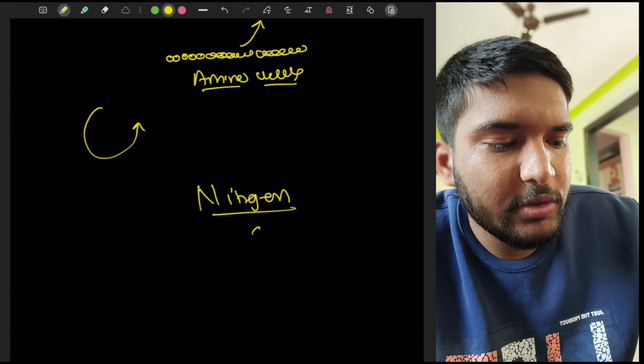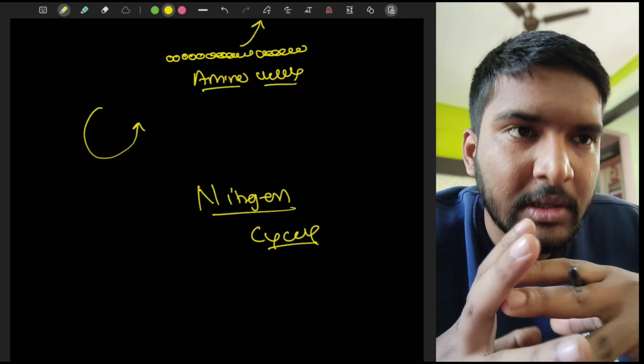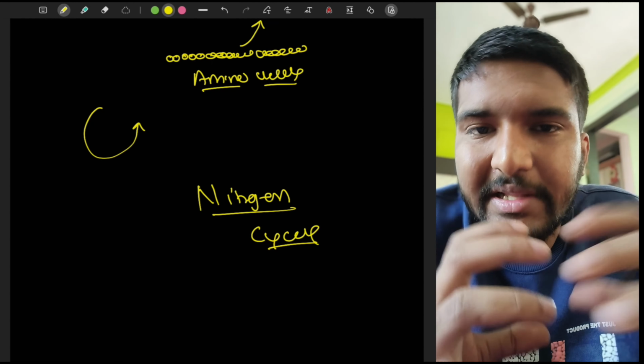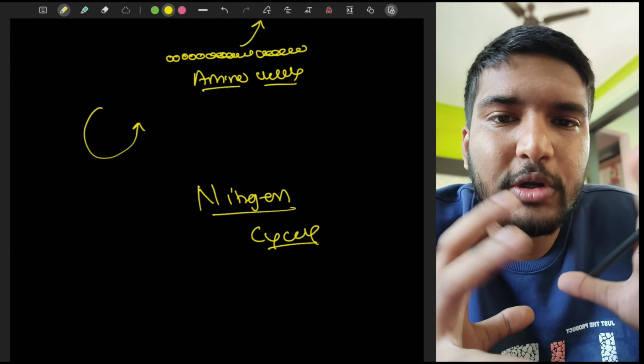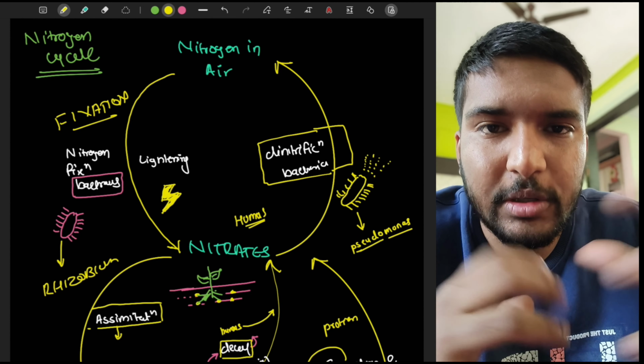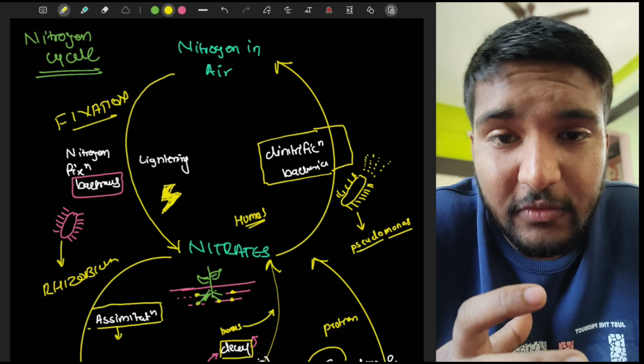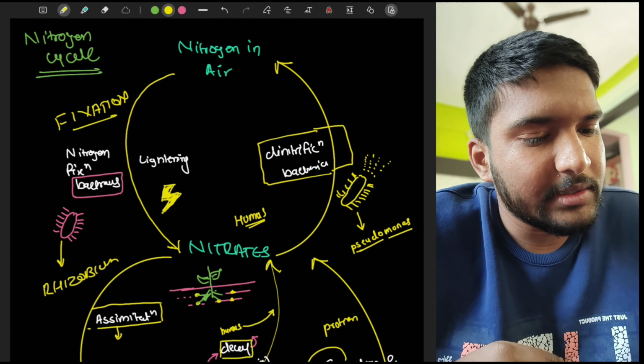Again, this is a continuous process. At the same time, it doesn't have to follow the exact same chain route. It can have multiple exits and entry points of nitrogen all around. But we would be studying the basic and most important aspects of this nitrogen cycle in today's session, and we would be highlighting some important points. That's why I have these colorful notes for you guys. So let's take a look at this entire nitrogen cycle.